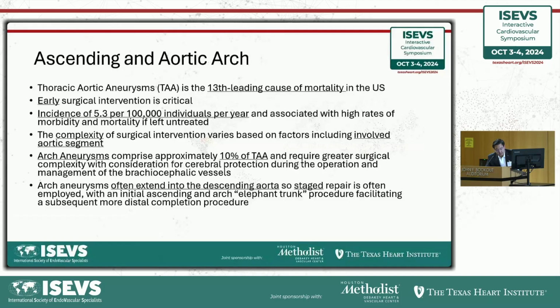Arch aneurysms comprise about 10% of thoracic aortic aneurysms and require greater surgical complexity, with consideration for cerebral protection during the operation and management of brachiocephalic vessels. Arch aneurysms often extend into the descending aorta, so staged repair is often used, with an initial ascending arch elephant trunk procedure facilitating a subsequent more distal completion procedure.